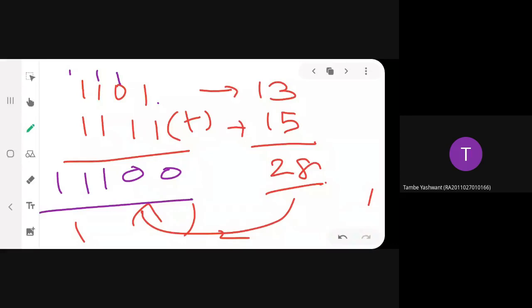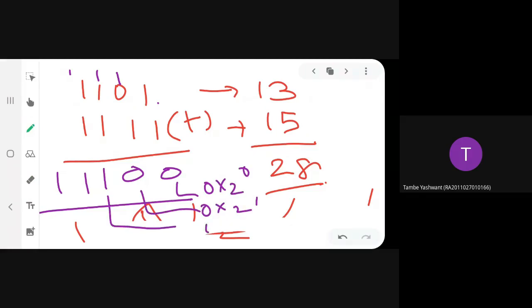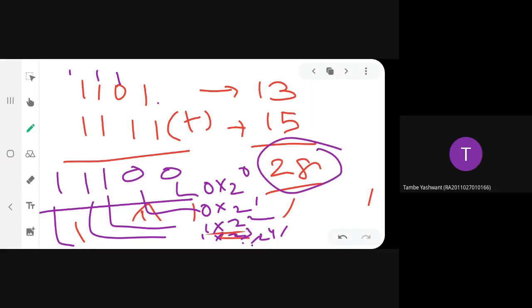So this is the answer for binary addition. If you convert this into the equivalent decimal, how will you convert? We write 0 into 2 to the power 0, 0 into 2 to the power 1, 1 into 2 to the power 2, 1 into 2 to the power 3, and 1 into 2 to the power 4. If you sum all these, is it equivalent to 28? Yes, 4 plus 8 plus 16.